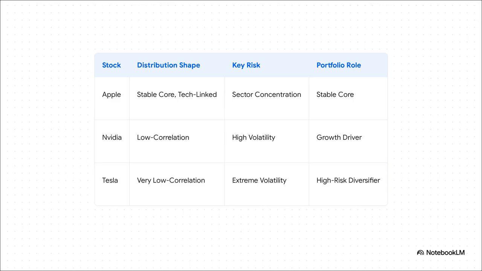So when you look at them all together, you can really see the trade-offs. Apple offers stability, but it ties you pretty heavily to the tech sector. NVIDIA and Tesla, on the other hand, offer fantastic diversification from a correlation point of view, but that independence comes with its own major risk: volatility. And this shows us exactly why correlation can't be our only tool.